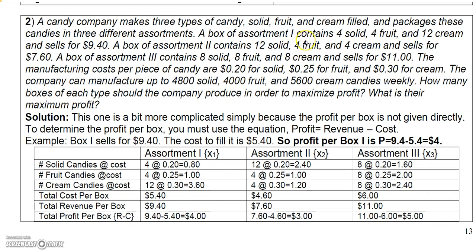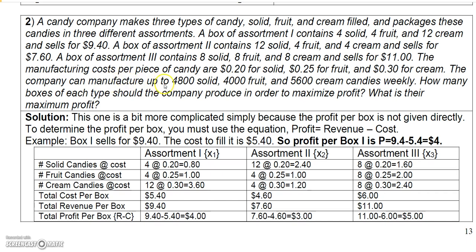A box of assortment 1 contains 4 solid, 4 fruit, and 12 cream, and sells for $9.40. A box of assortment 2 contains 12 solid, 4 fruit, and 4 cream, and sells for $7.60. A box of assortment 3 contains 8 of each and sells for $11. And then it tells you the manufacturing costs per piece of candy are 20 cents for each solid piece, 25 cents for each fruit, and 30 cents for each cream.